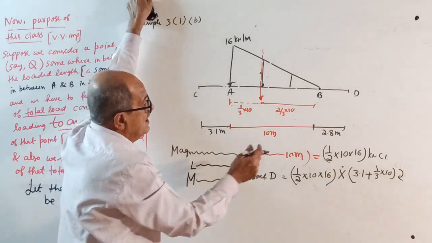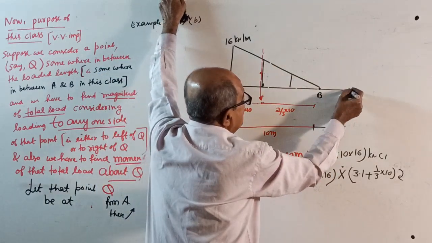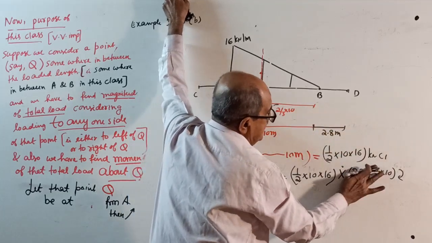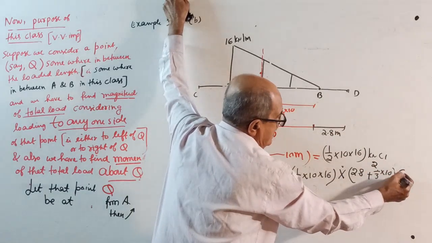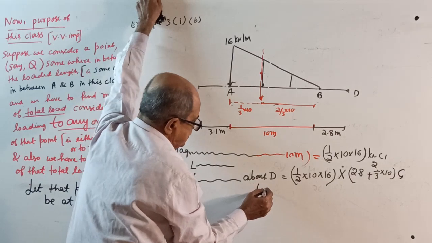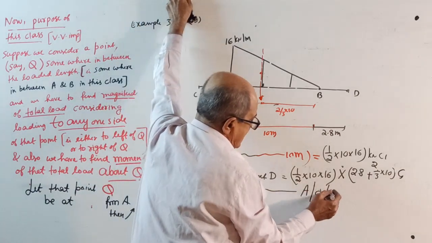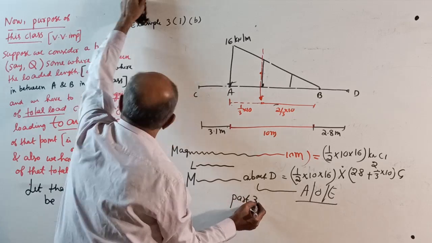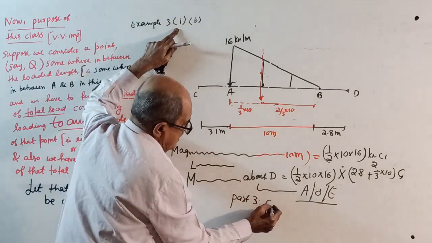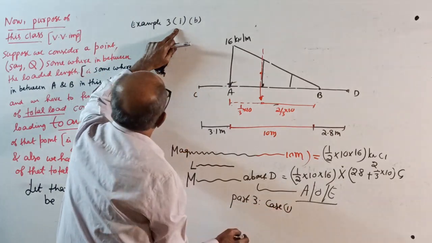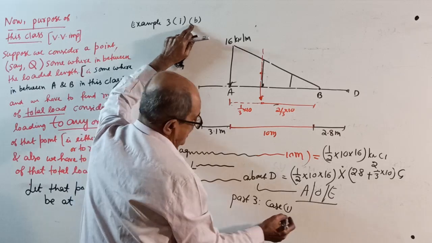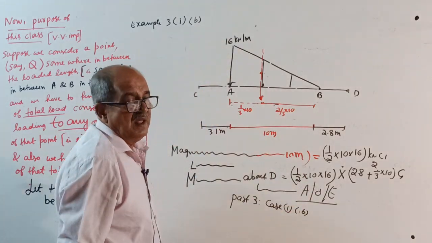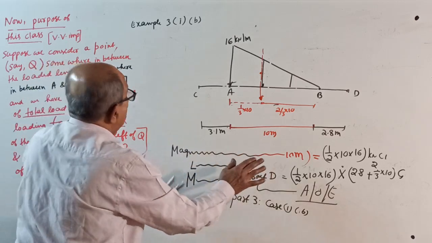Lastly, the moment about the point D. Four times here equals the same total load, and the moment about this point is 2.8 plus 2 by 3 of 10, anti-clockwise. Up to here is already over earlier. If there is difficulty, refer to part 3, case 1, question A and question B. Over.